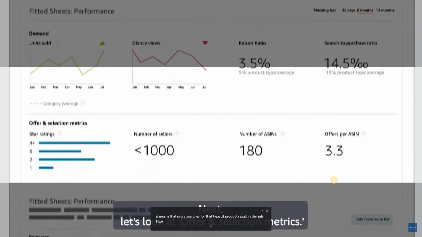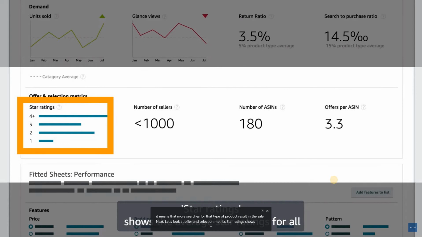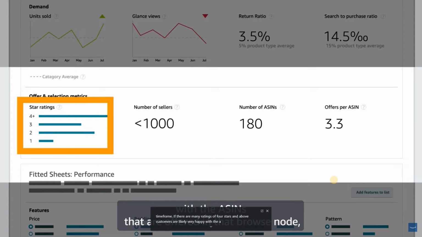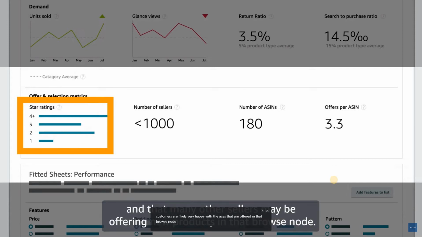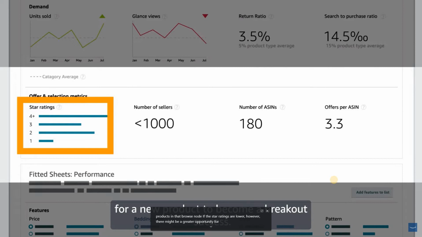Next, let's look at offer and selection metrics. Star ratings shows the average star ratings for all ASINs in a browse node within the selected time frame. If there are many ratings of 4 stars and above, customers are likely very happy with the ASINs that are offered in that browse node, and many other sellers may be offering new products in that browse node. If the star ratings are lower, however, there might be a greater opportunity for a new product to become a breakout success.